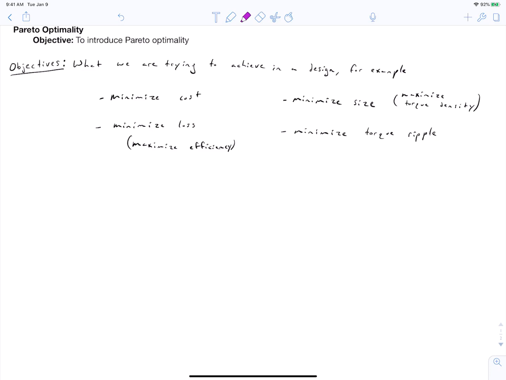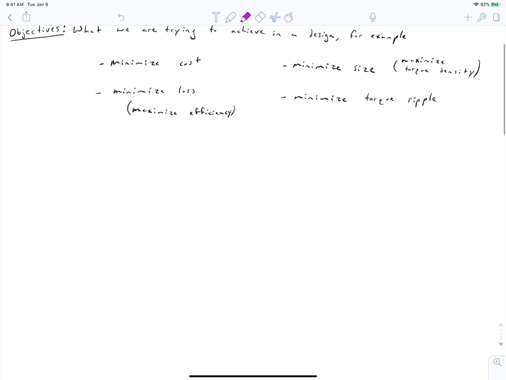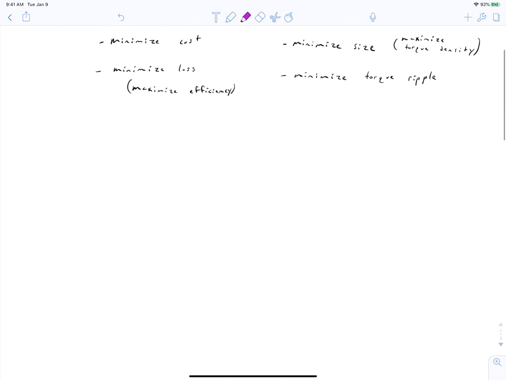We might have all of them. We might have additional objectives that I haven't listed here. But the point is that we have some goals in mind for our design. We're trying to minimize some set of performance variables. And that leads us to the question of, what does it mean to be optimal? If we have multiple objectives, how do we think about whether a design is optimal or not?